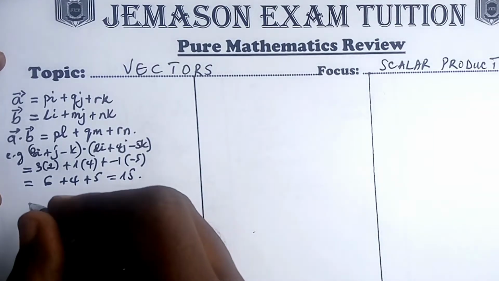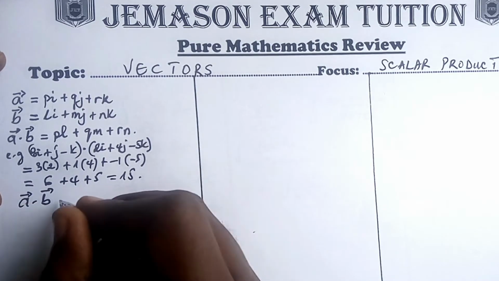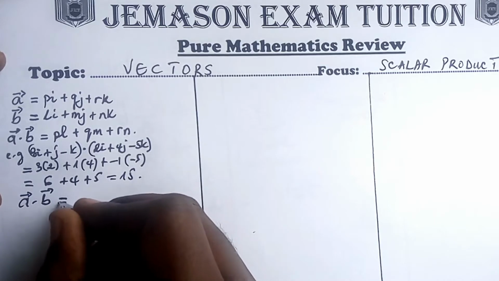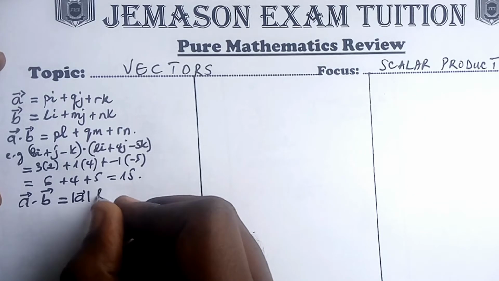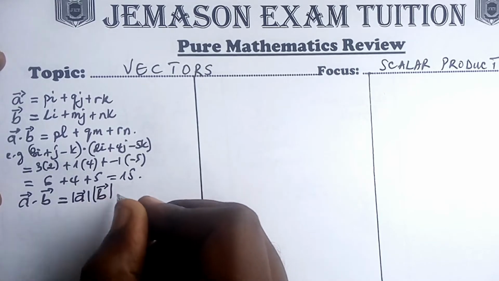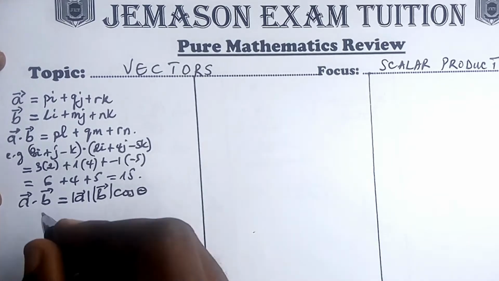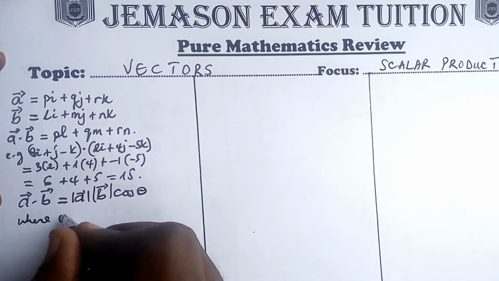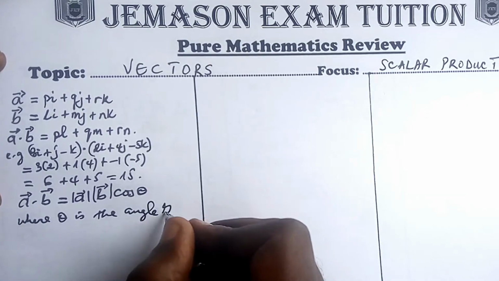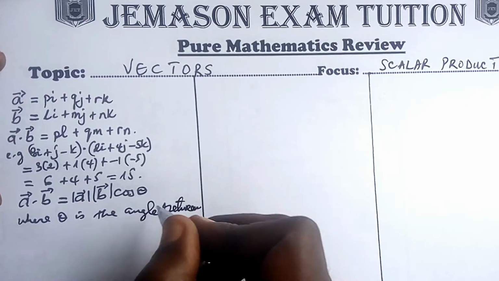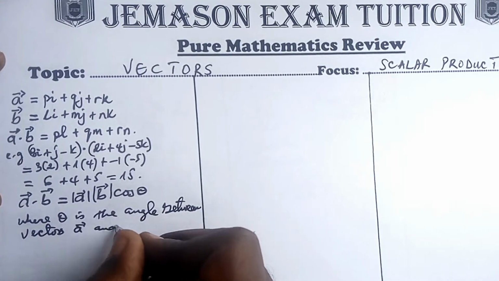In particular, a dot b is defined in terms of the angle between the vectors as magnitude of a, magnitude of b, cos theta, where theta is the angle between vectors a and b.